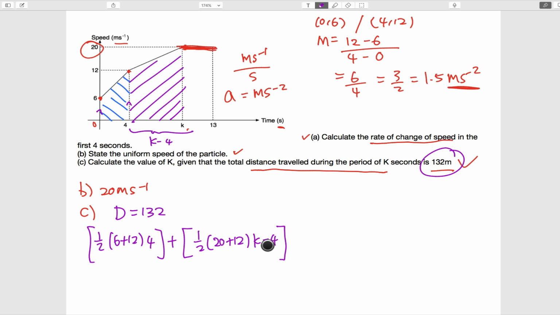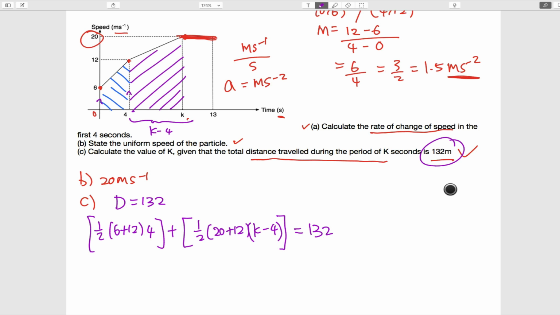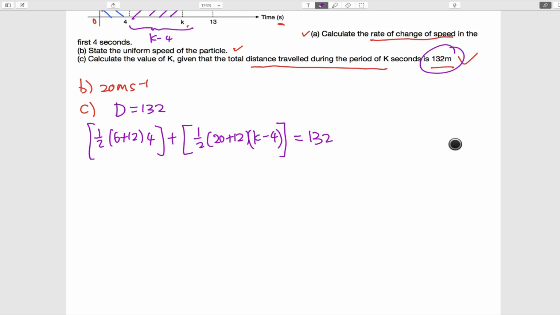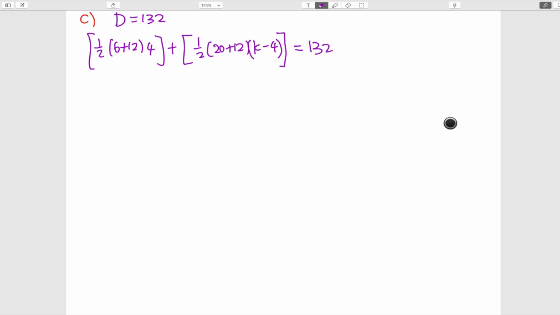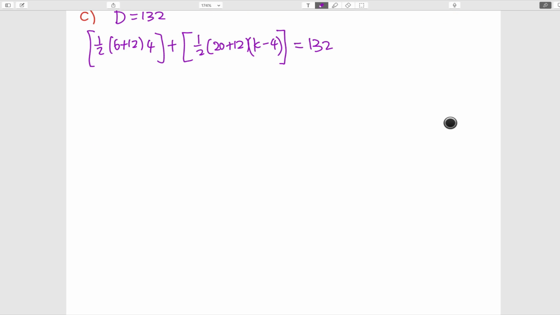And then close the bracket. I highly recommend you put the bracket around k minus 4. If not, if you write it like this, it seems like you only multiply with k. So you must be very careful. Equals 132. If I can solve this equation, I can easily get my value of k. So I'm going to scroll down a little bit and solve this equation.